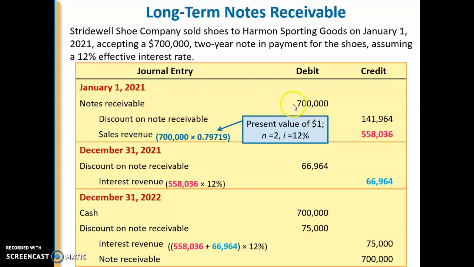We're going to debit notes receivable $700,000. We're going to credit sales revenue for the present value of that $700,000, and the difference between the two is credited to discount on notes receivable, $141,964. That is the amount of interest revenue that we will recognize over the 2-year period.